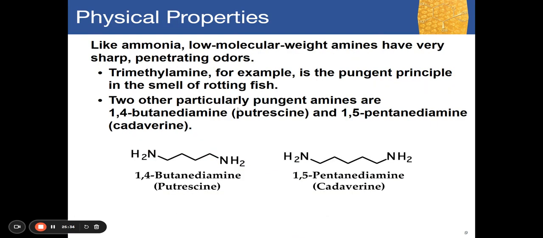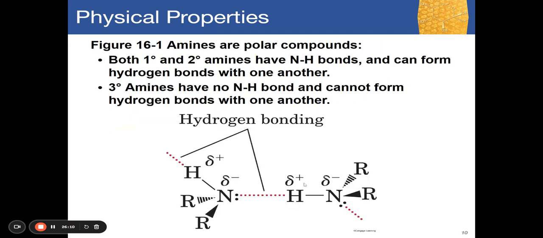Like ammonia, the physical properties of amines, at low molecular weights, include a very sharp, penetrating odor. It smells like rotting fish, so amines have fishy odors. If you've been working in the laboratory, you might have smelled this fishy odor. Trimethylamine, for example, is the pungent principle in the smell of rotting fish. Two other particularly pungent amines are 1,4-butanediamine, which is called putrescine, and 1,5-pentanediamine, or cadaverine. So, Figure 16-1 is this.